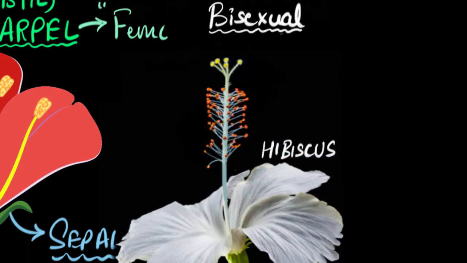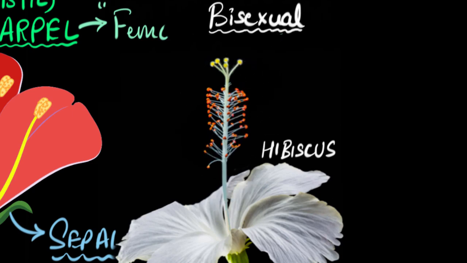Another famous example is hibiscus. If you look carefully, you can see this female reproductive part, the carpel. Of course, the carpel is a little complicated. You can see 1, 2, 3, 4, 5 carpels fused together. So it's a little complicated, but what's important is that you see the female reproductive part, and you also see the stamens over here. These are all the stamens, the male reproductive part. Because both are present, this is a bisexual flower.